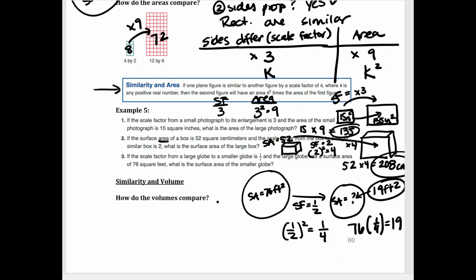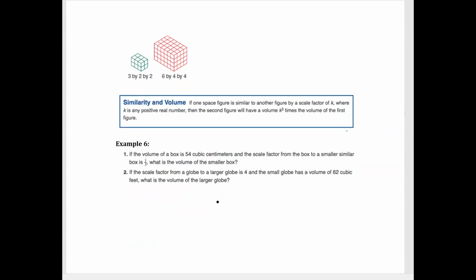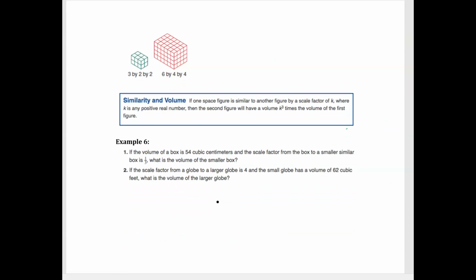So just like surface area is impacted by scale factor, so is volume. Let's take a look at these two cubes that we have here. Well, they're not cubes, they're rectangular prisms. So this first one looks like it's 3 by 2 by 2, and this one looks like it's 6 by 4 by 4. If we match up all the sides, it looks like there's a scale factor of 2, because we're taking each of the small sides and multiplying it by 2.